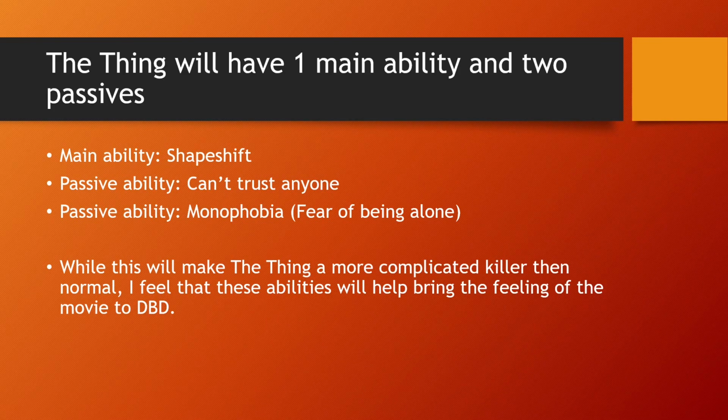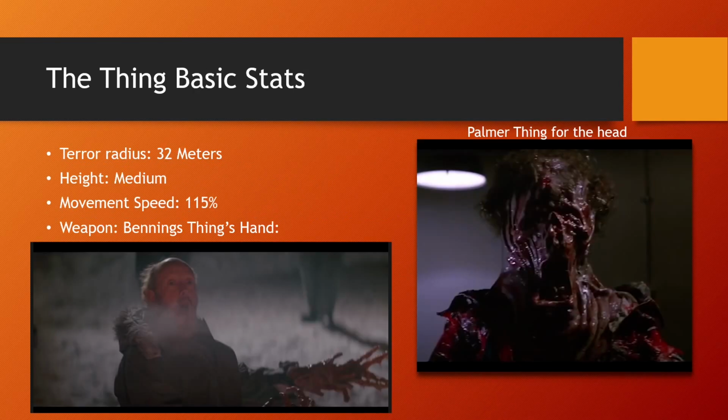Well, to get started, we gotta talk about its basic stats. So, it would have a terror radius of 32 meters, it would probably be medium height, and would move at a standard 115% movement speed.